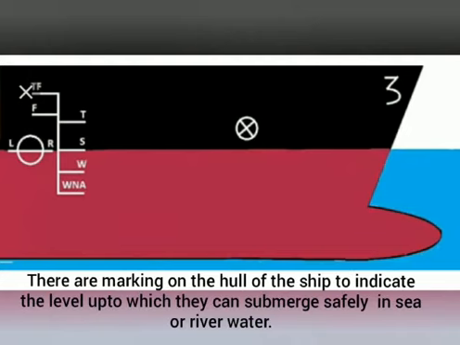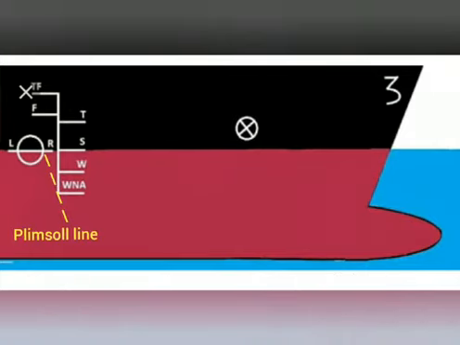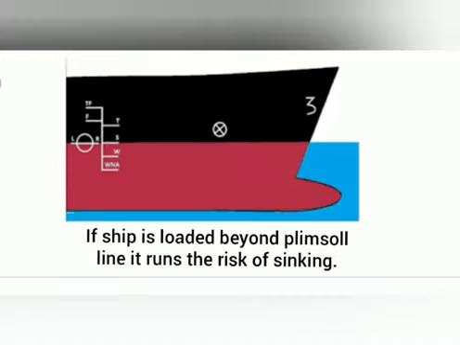Third, there are markings on the hull of the ship to indicate the level up to which they can be submerged safely in the sea or the river water. These are called Plimsoll Line. If a ship is loaded beyond this Plimsoll Line, it runs the risk of sinking.